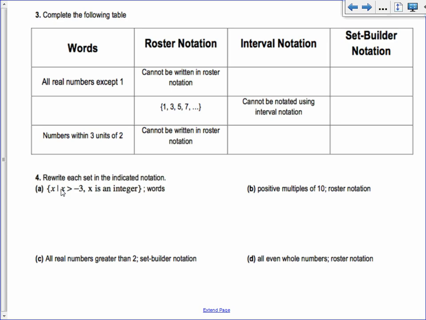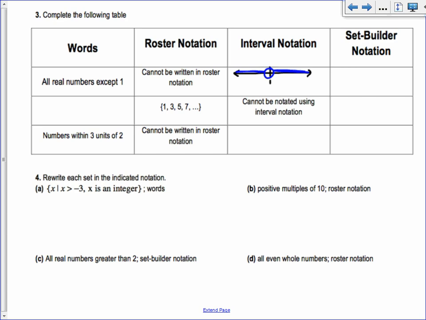For interval notation, always think about what it looks like on a number line. So if you have all real numbers except 1, that means that at 1, you can't include it, so we have an open circle there. We're going to have everything on the left, everything on the right, but we can't include 1.